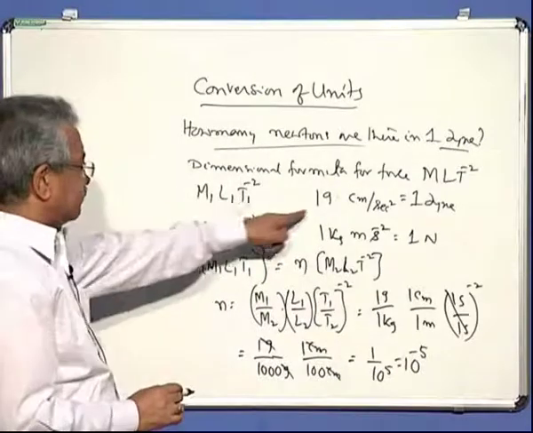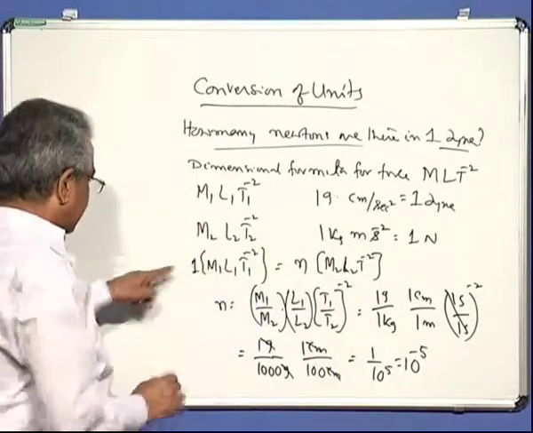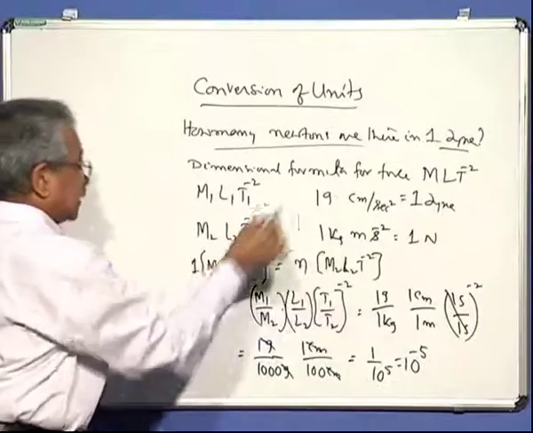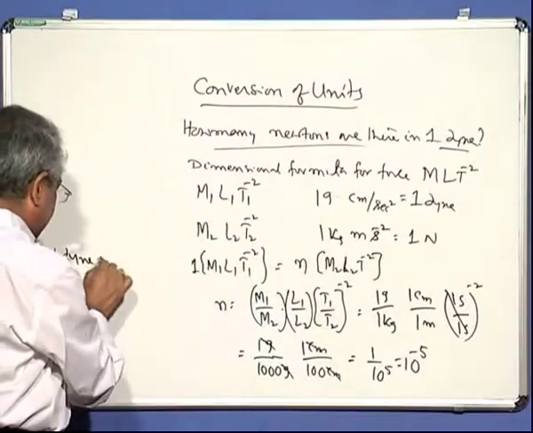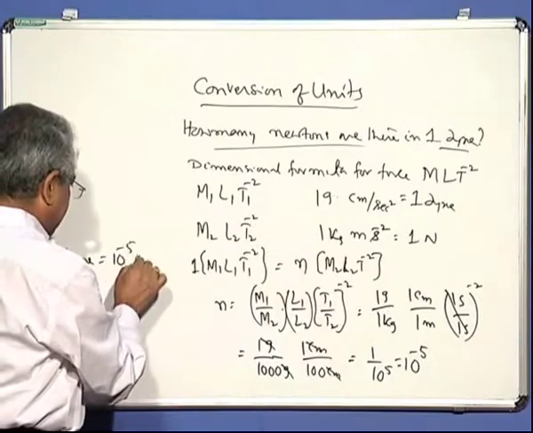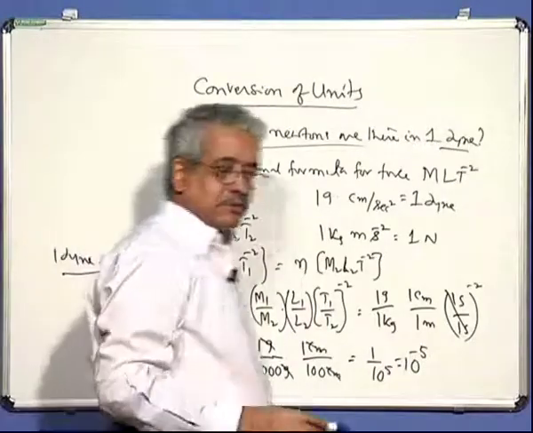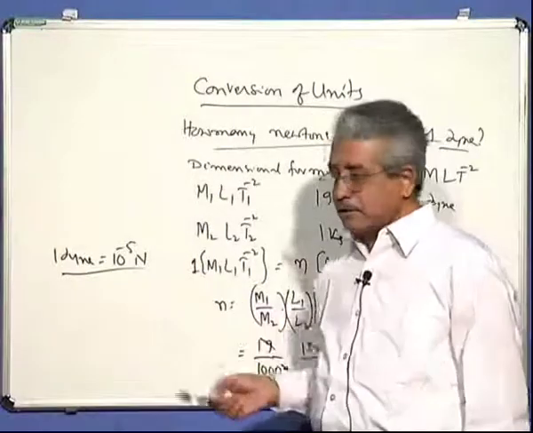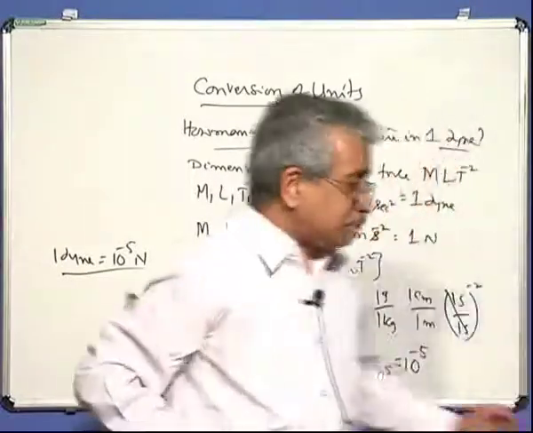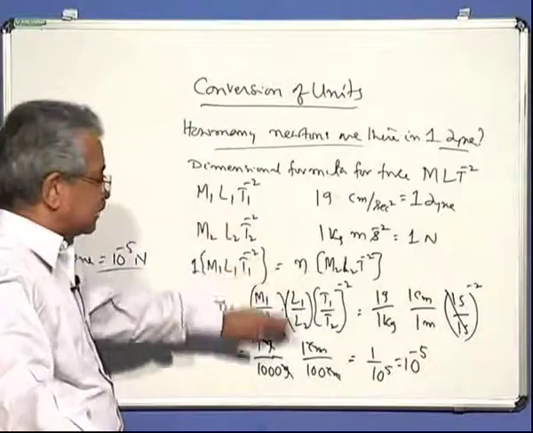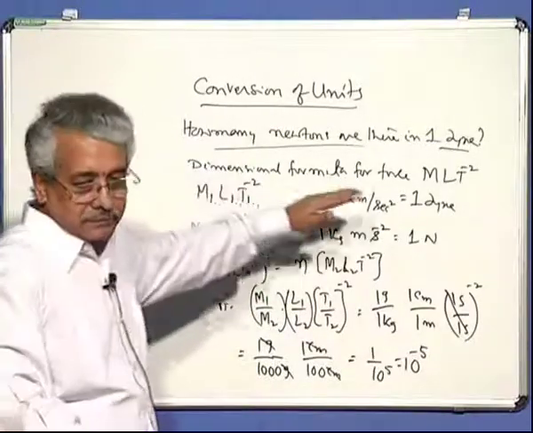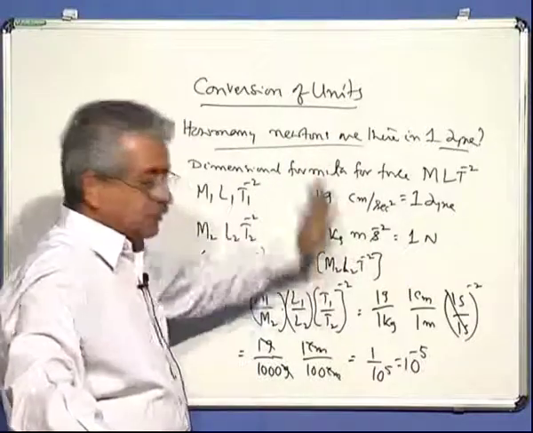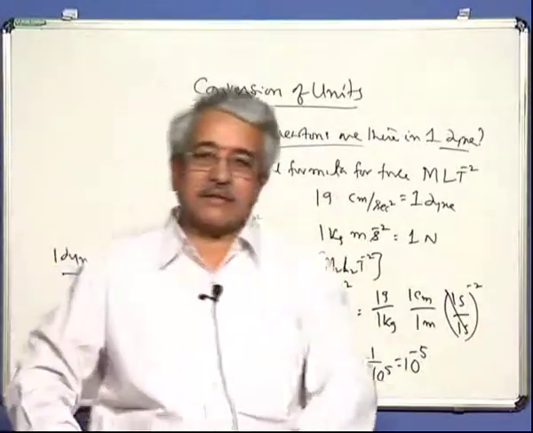Now come to the dimensional equation here. If you rewrite this equation in words, it means 1 dyne is equal to 10 power minus 5 Newton. That's what the equation means. You can see that the dimension method also helps us in converting units from one system to another system. Either directly knowing the conversion of the units, or writing it from the dimension formula can be done. Either way it can be done.